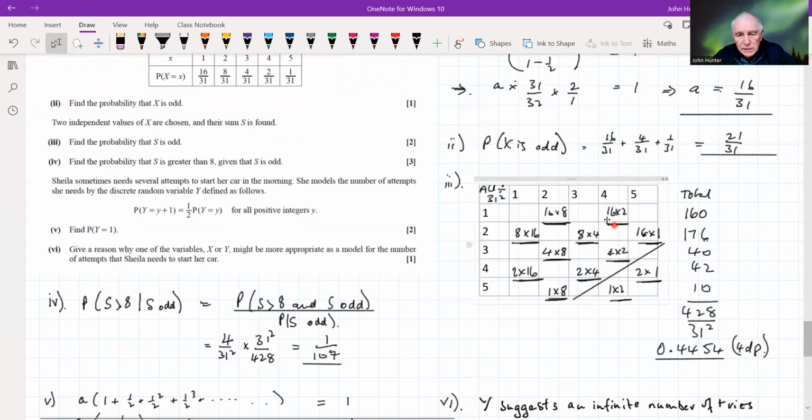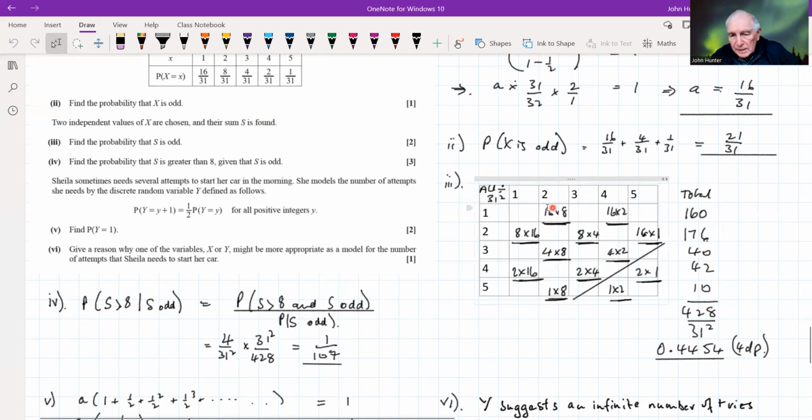Right. So let's have a look. This is an addition table here. So this value here represents the first value is 1 and the second value is 2. Okay, so that's the probability of that. Now, bearing in mind that, because they're independent events, it's going to be something divided by 31 times something divided by 31. So all the probabilities are going to be over 31 squared.